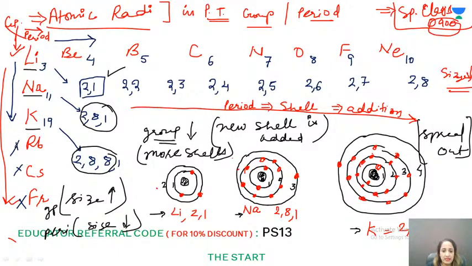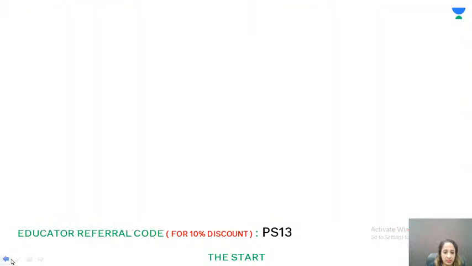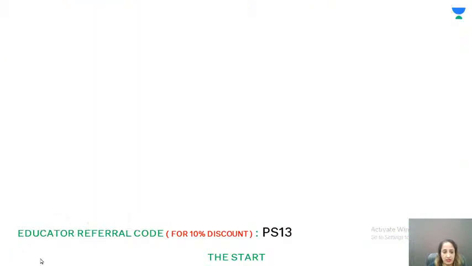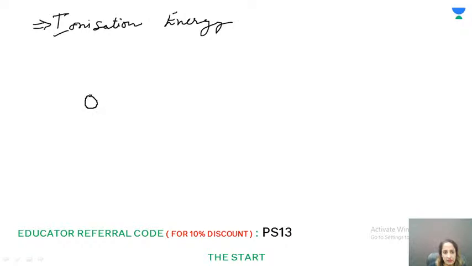Now guys, there will be a second trend that you will have to remember in this case is your ionization energy. Okay, so let's write what is ionization energy. So ionization energy is the energy required to remove the outermost electron from the valence shell. So if I say, okay, I have lithium.